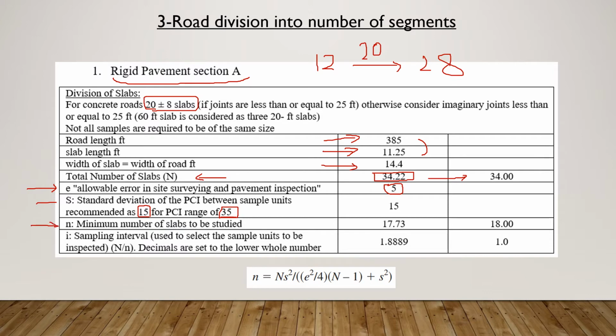So the minimum number of samples to be studied here is equal to 17.73. It was calculated from this equation given by the ASTM. It was approximated to 18 samples. And the sampling interval is equal to N capital over n small, which was 1.889, approximated to 1, which means that all samples should be studied.